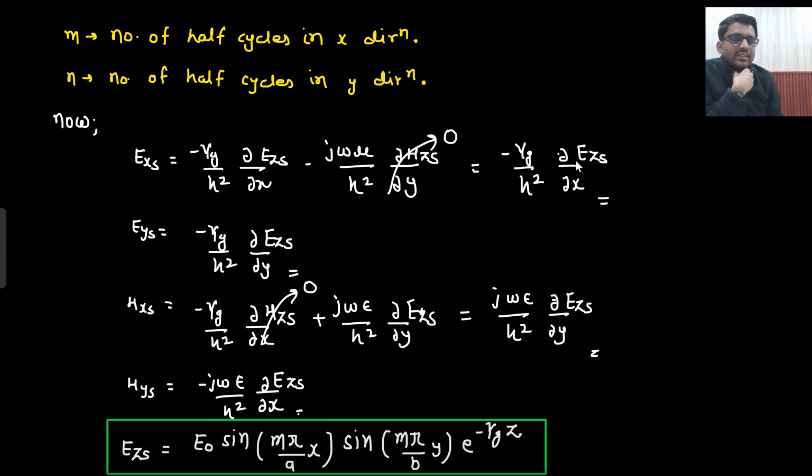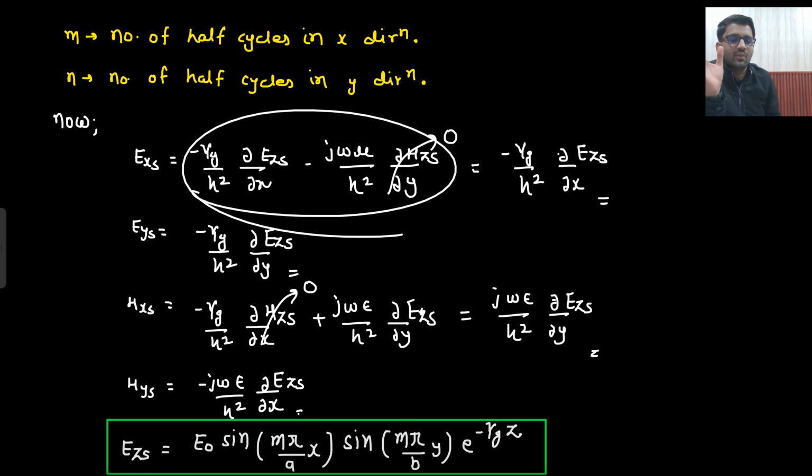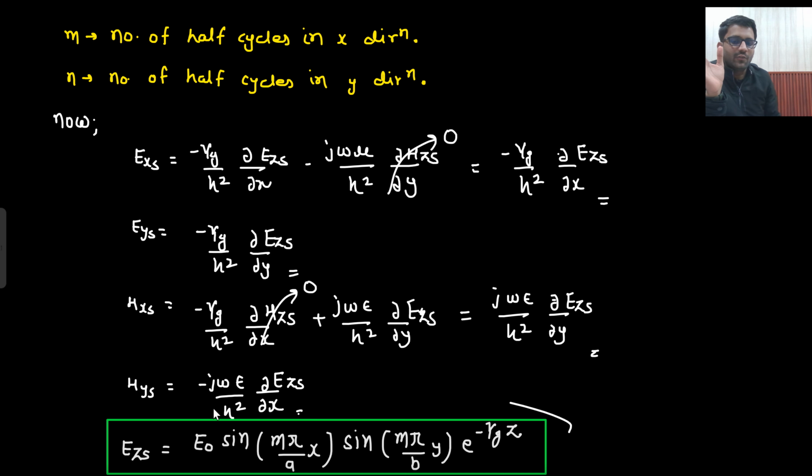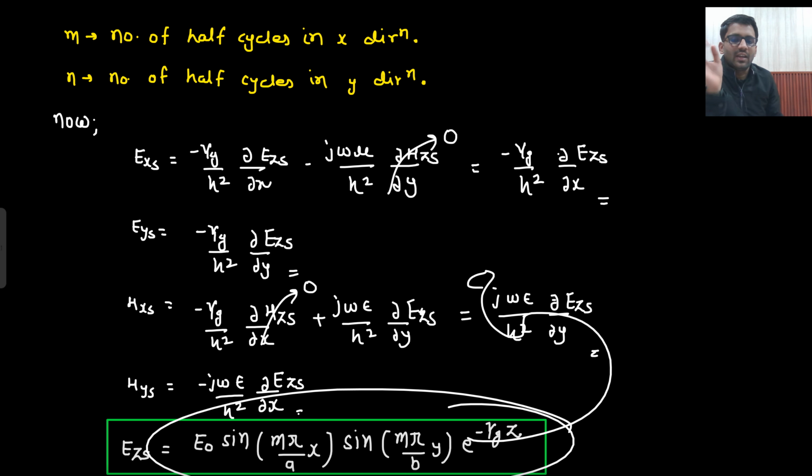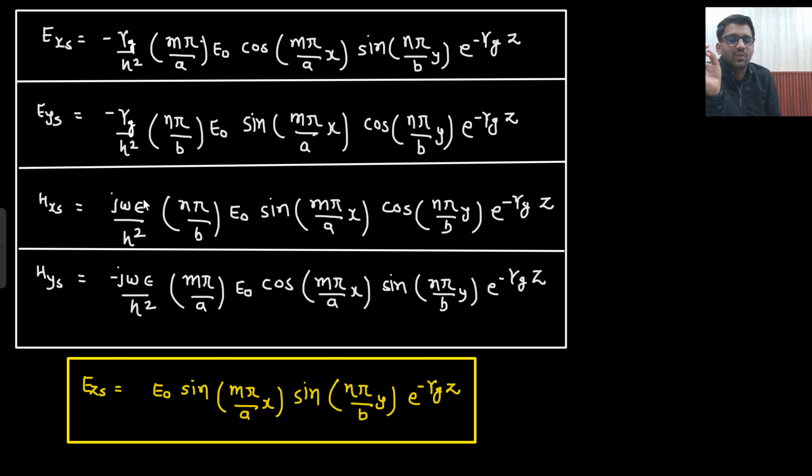Okay, so the EXS expression we have written down. How are we writing down this expression? You know that HZS is equal to 0, and you also know how to write down this expression. So very easily you will be able to write it down. If you know the EZS expression, then any day you need to write down these expressions, you can write them down simply by differentiating. After differentiating, you will get these expressions.